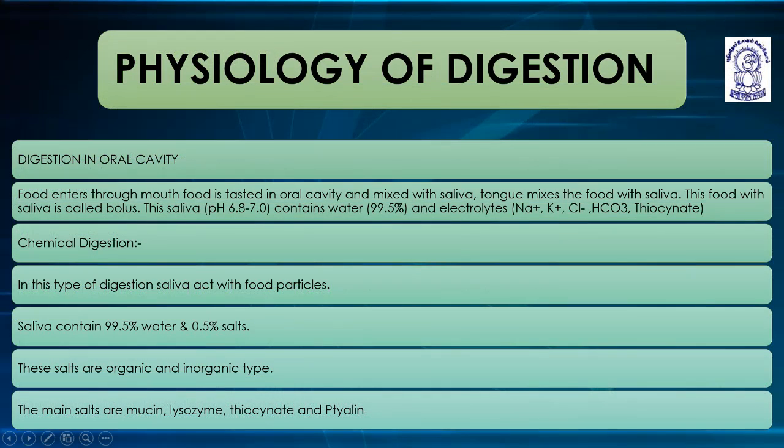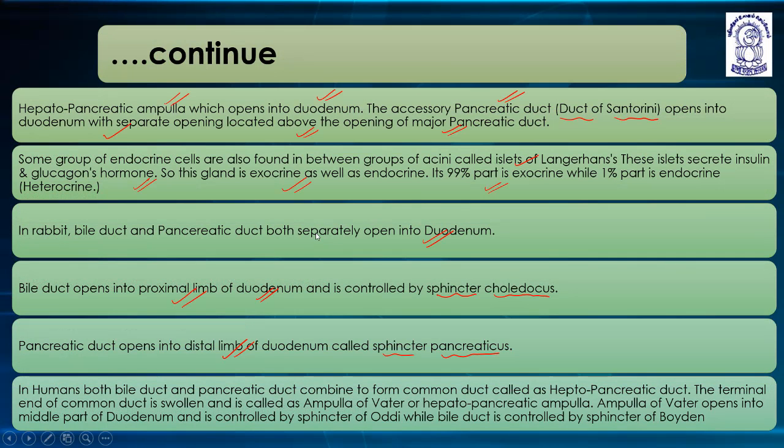Before starting with the physiology of digestion, I would like to add some more points about this gland. The exocrine part is basically the pancreatic acini, and the endocrine part is the islets of Langerhans. Now, there is a very important question. The bicarbonate ions secreted in the pancreas are not enzymatic in function; their main function is to buffer.